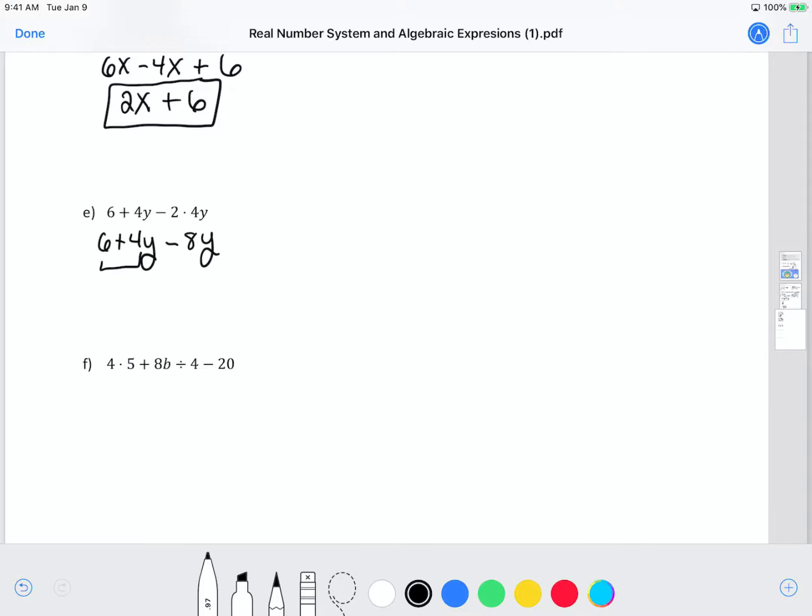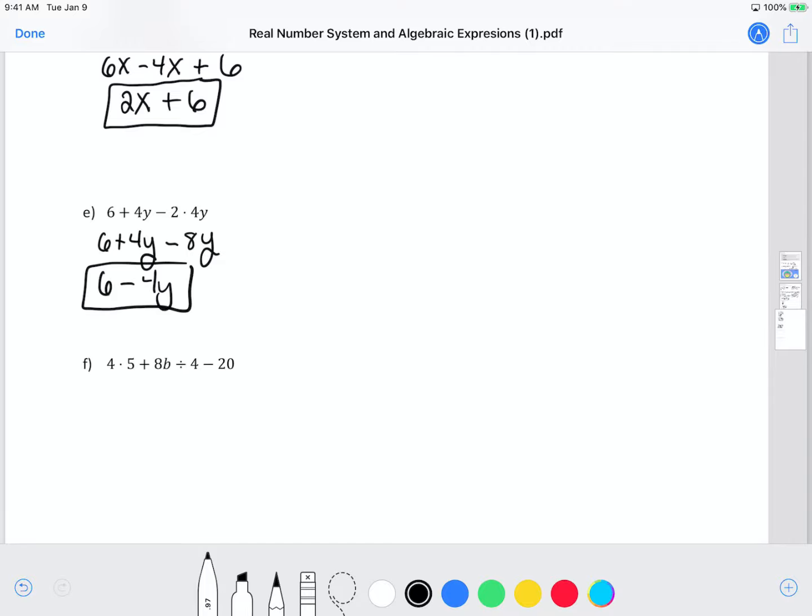6 plus 4y, I can't do that because that's not like terms. If it was just 6 plus 4, then I can add it and make that a 10. But because it's 6 plus 4y, I can't do anything with that. So I leave it alone. Now I go on to subtraction. I have a 4y minus an 8y, and that gives me a -4y. And this is as far as I can go.